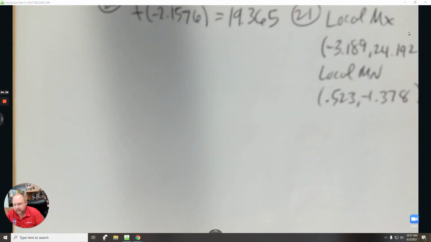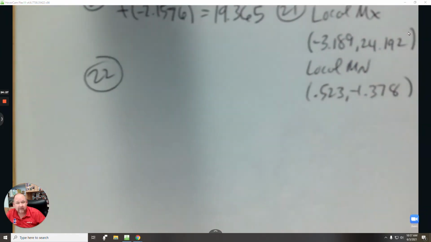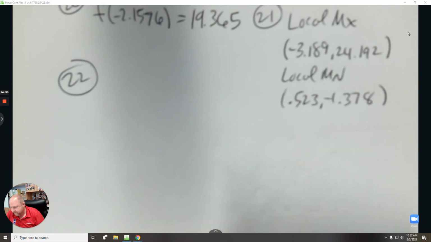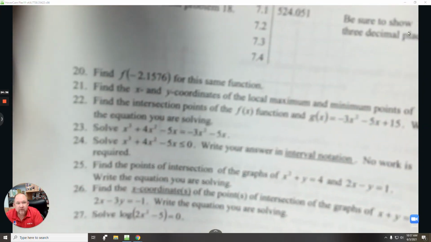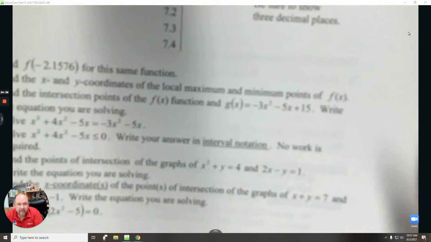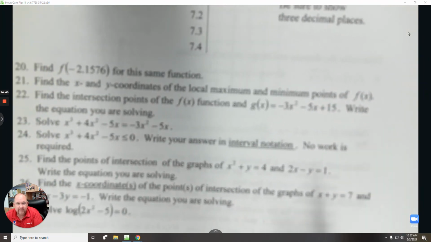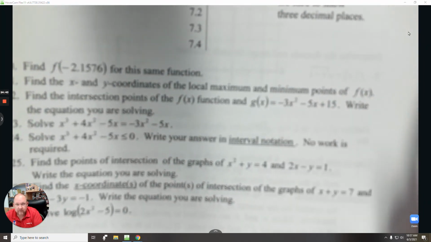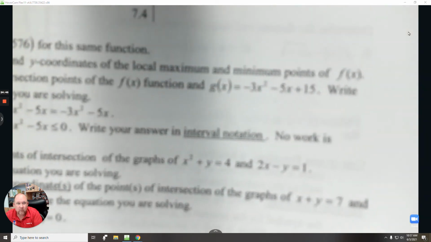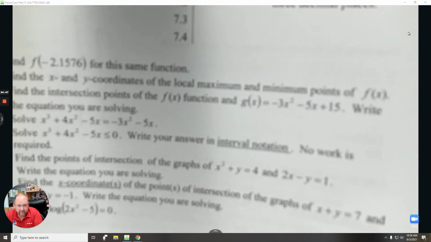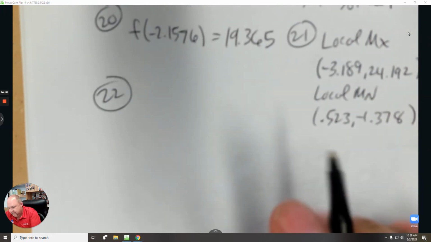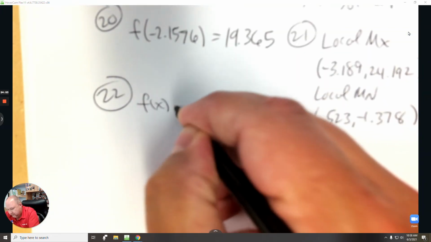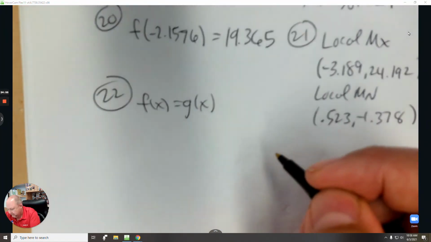All right, number 22. This is all using our calculator and practicing with our calculator. For number 22, it says find the intersection points of the f(x) function and this, and then write the equation that you are solving. So let's see how we can do that. To find the points of intersection, this is the equation I'm solving.